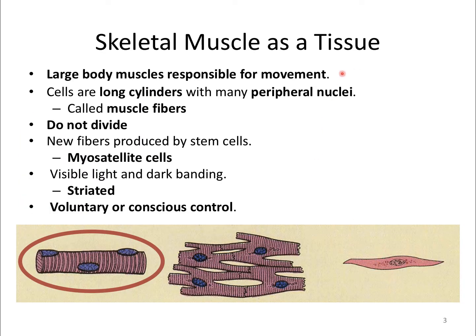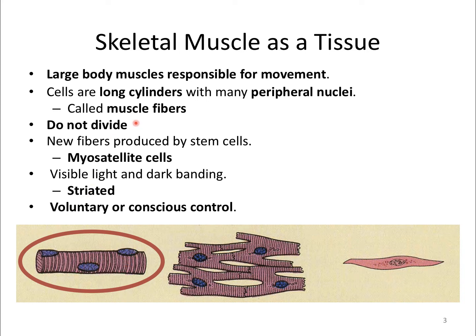So skeletal muscle as a tissue, we're starting with skeletal here, these have long, sometimes up to 30 centimeters long, fibers, and the cells are cylindrical with many peripheral nuclei. So peripheral just means on the edge, and that is because these muscle fibers or cells are so packed with the proteins that allow contraction that the nuclei just sort of get shoved off to the edge.